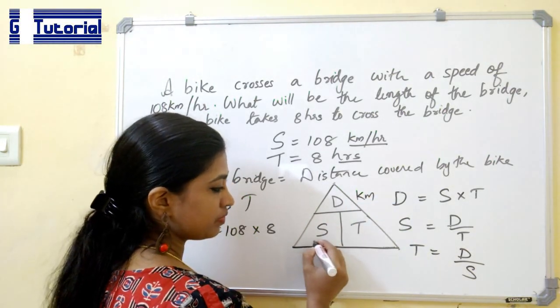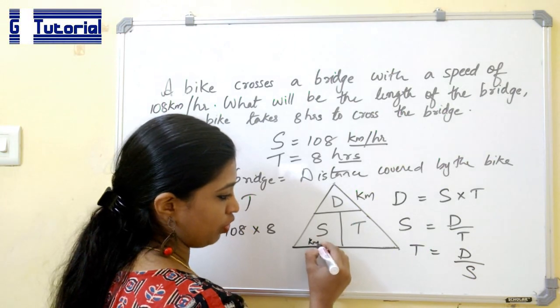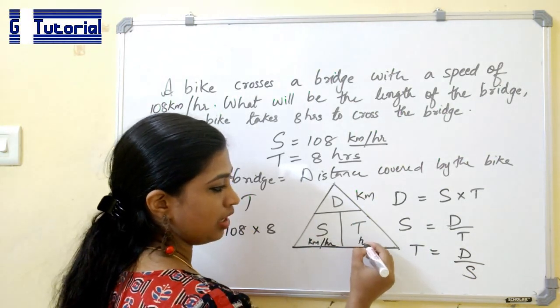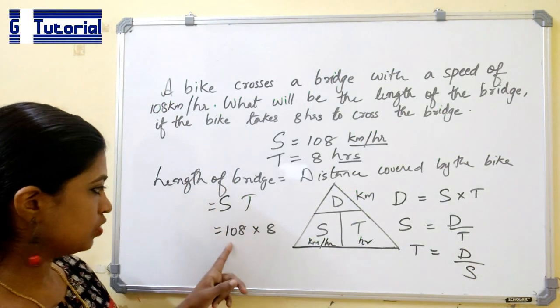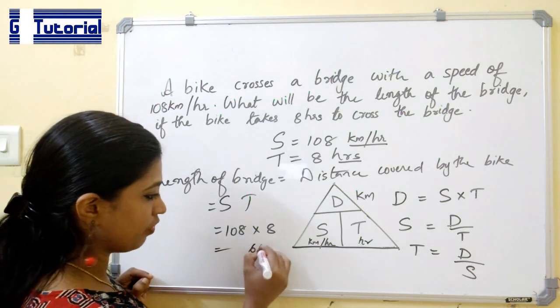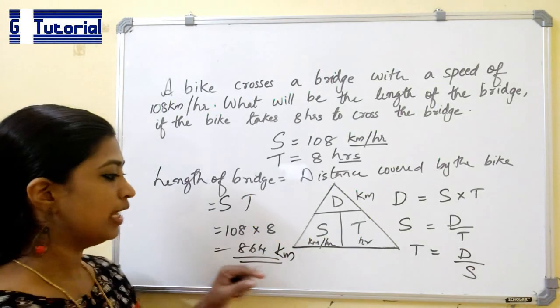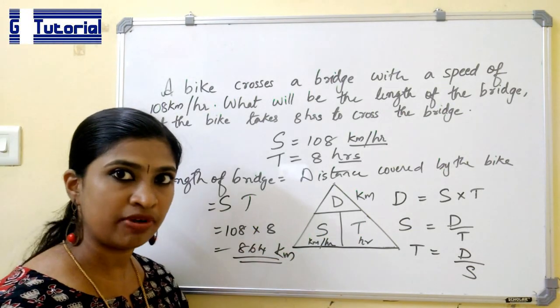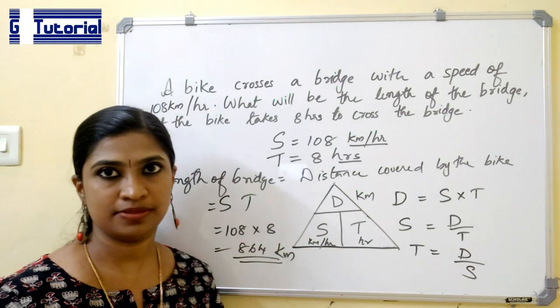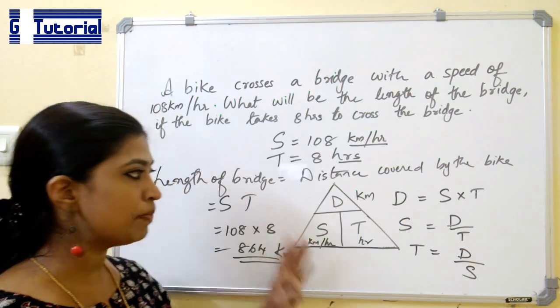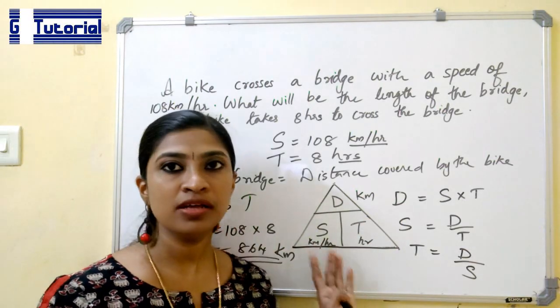Speed is kilometer per hour or meter per second, and time is hour. Okay. So 108 into 8. 8 eights are 64. 1 eight is 8. 864 kilometer. This is the length of the bridge, or the distance travelled by the bike in 8 hours. This is a simple problem based on this formula.